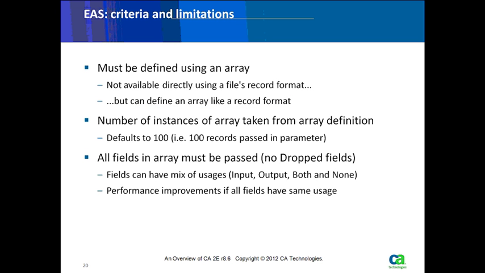So, some limitations or criteria, and bear in mind, I'll show you some examples of this in action. You have to use an array. We designed this entire processing around 2E's array support. So you can't simply say, return me 1,000 records from the order detail file. You have to define an array in your model, which is itself based over the order detail file. But once you've done that, you're fine. The number of instances, I said you could return 2, 100, 9,999, is purely down to how the array itself is defined.